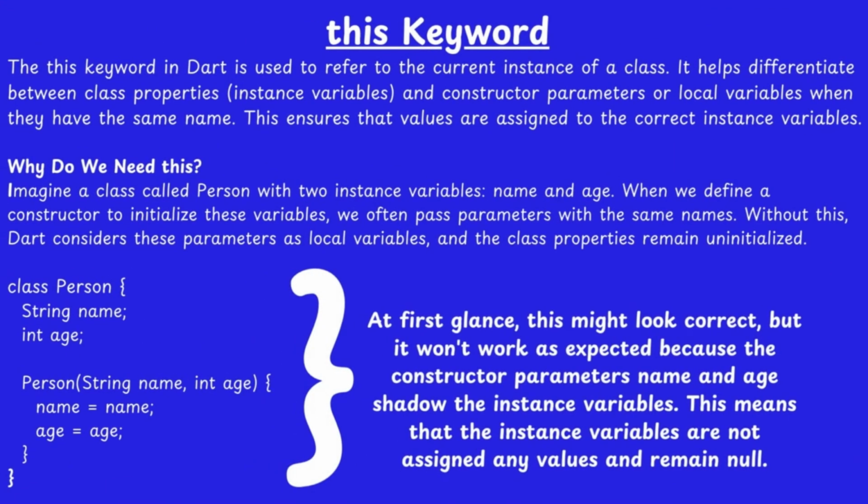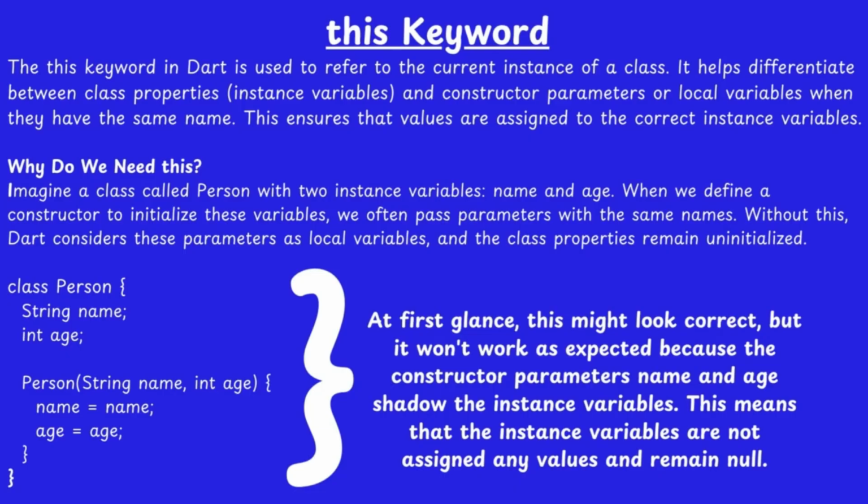The this keyword in Dart is a powerful tool that refers to the current instance of a class. It plays a crucial role in differentiating between instance variables and constructor parameters or local variables when they share the same name. Without it, Dart may not correctly assign values to the instance variables, leading to unexpected behavior. Why do we need this?